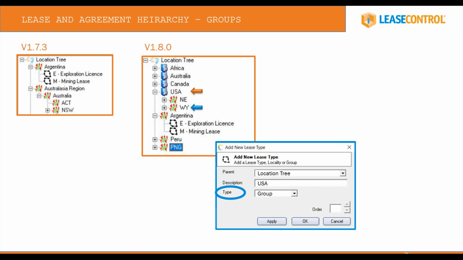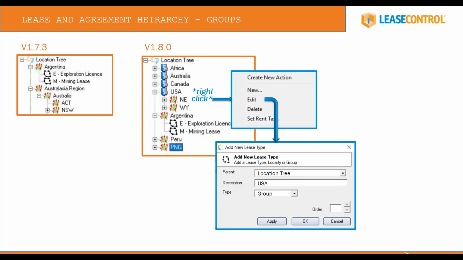If I wanted to make USA available for selection as a locality within the lease or agreement record, I would simply change it from a group to a locality. You edit these objects by simply right-clicking on the object you wish to edit and selecting Edit. Same screen, maintains consistency throughout.